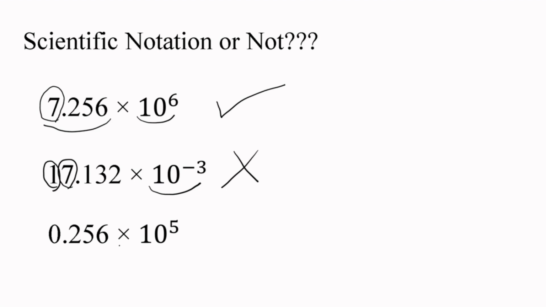Look at the last example. I have the factor of 10, so I have it. Look at the first factor. How many digits do I have before the decimal? I have one digit, but it is 0. It should not be 0. So it is not scientific notation.